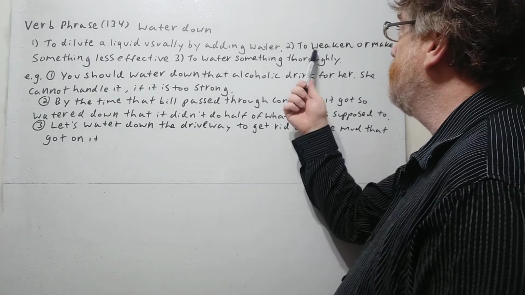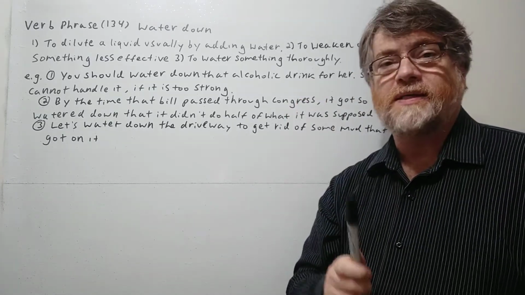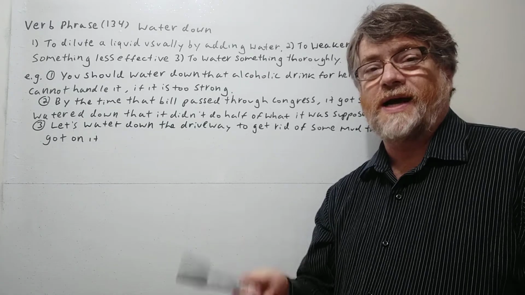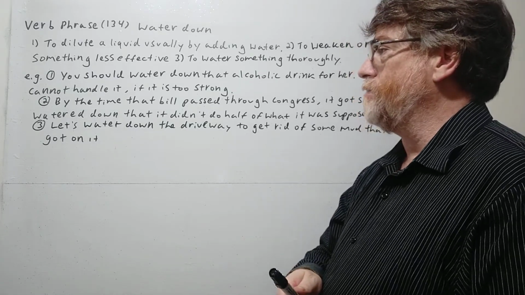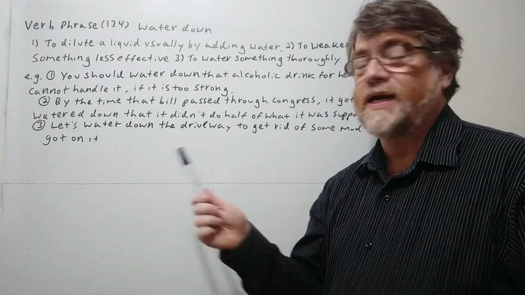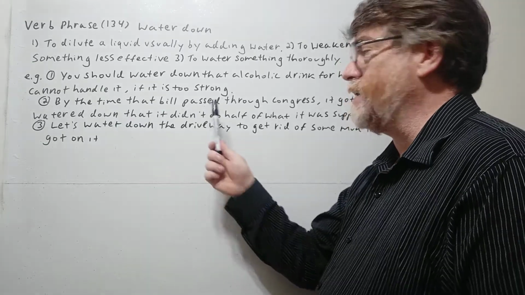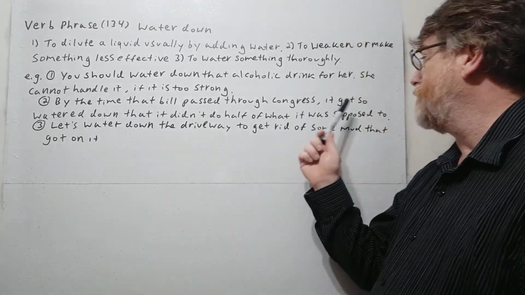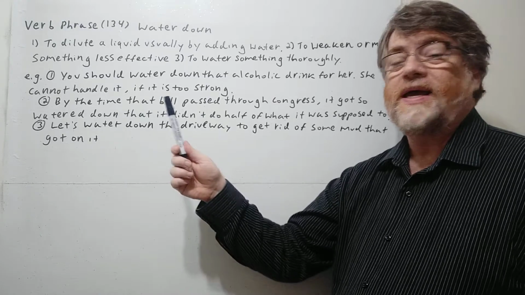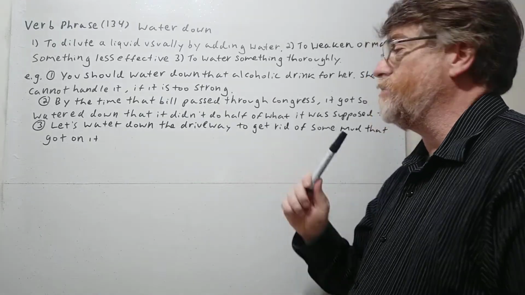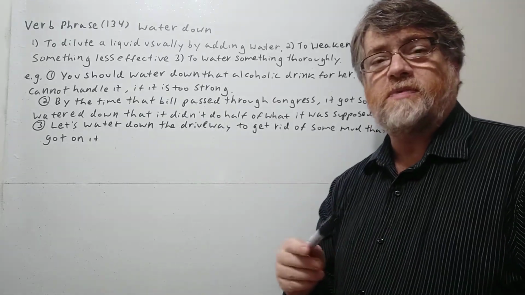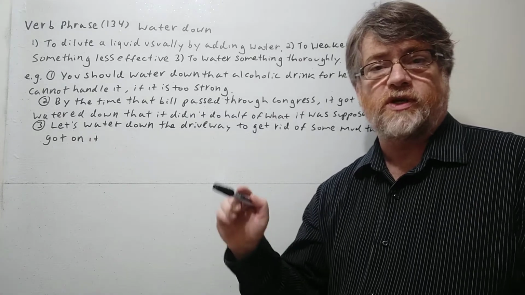All right, let's look at number two here. To weaken or make something less effective or not as strong. Okay, good. So let's look at, again, the second example. By the time that bill passed through Congress, it got so watered down that it didn't do half of what it was supposed to do. So maybe whoever wrote it, it started off as a very strong bill.